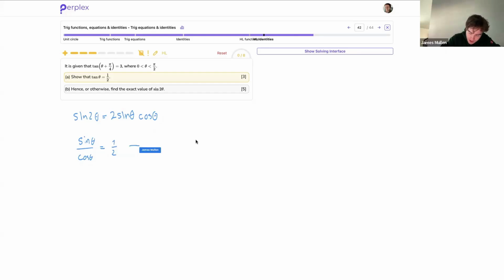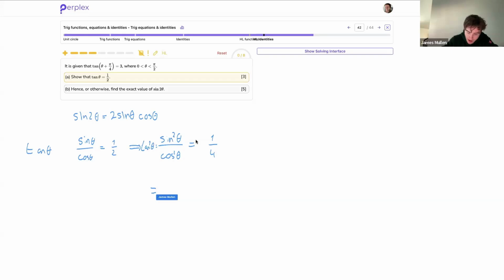Which means that if I square both of those, sine squared of theta over cos squared of theta is equal to 1 over 4. And I'm squaring because I want to use my Pythagorean identity, sin squared plus cos squared is equal to 1. And I can only do that if I have sine squared and cos squared. All right? So then I'm going to write that sine squared, this is tan of theta, and this is tan squared of theta, okay, is equal to that.